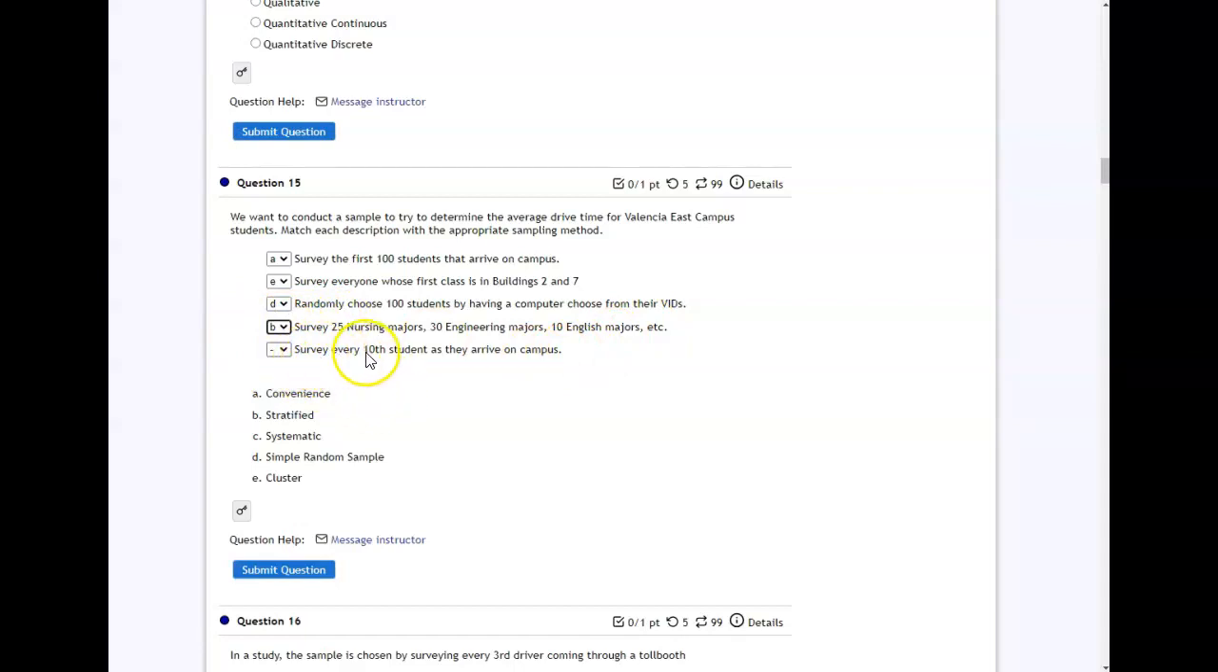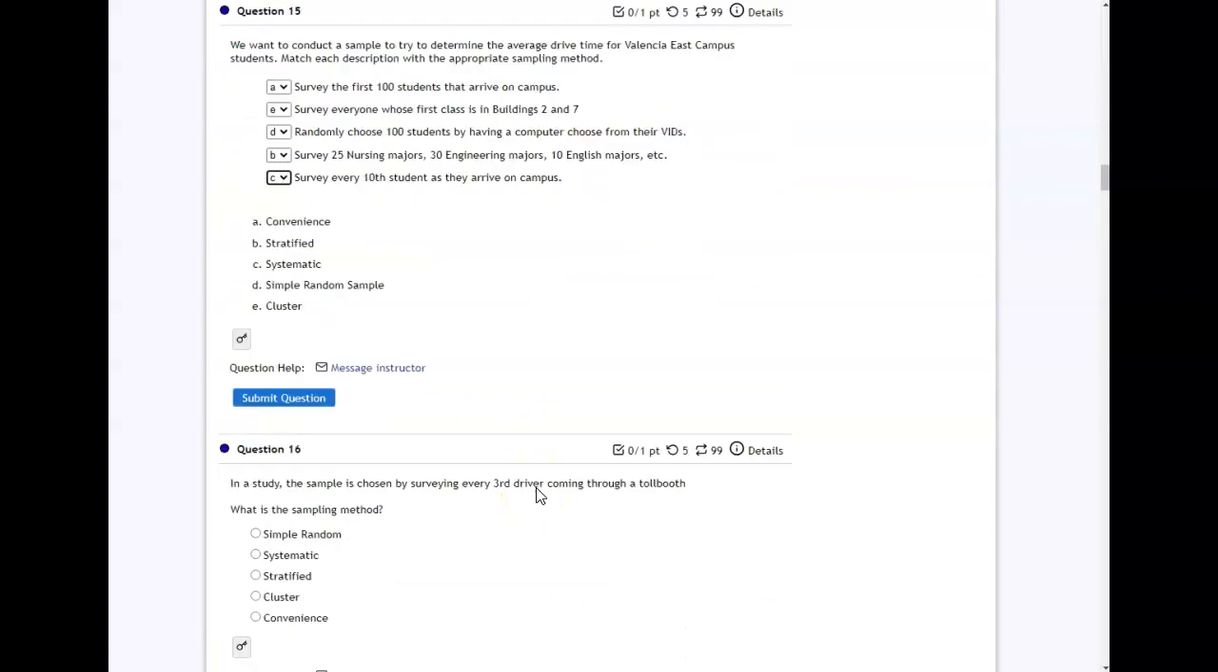And then survey every 10th student as they arrive on campus. That's going to be your systematic. Like there's some system every so often, every 25th, every 10th, and so on. So make sure you know your different sampling methods. And again, this is a good one to do the similar question on because it'll generate you different examples.